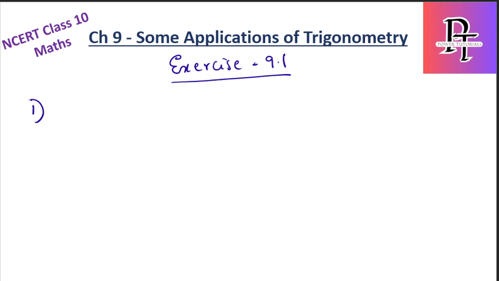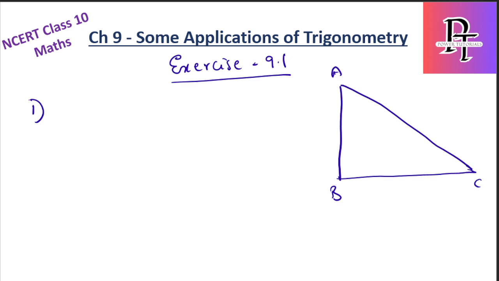Okay, let's see the first question. A circus artist is climbing a 20 meter long rope, which is tightly stretched and tied from the top of a vertical pole to the ground. We have a vertical pole here, and this is the rope. This diagram is already given in the textbook. I'm directly drawing the same, which is A, B, C, and I have mentioned the length of the rope is 20. This is the pillar, and I have mentioned the angle is 30 here.